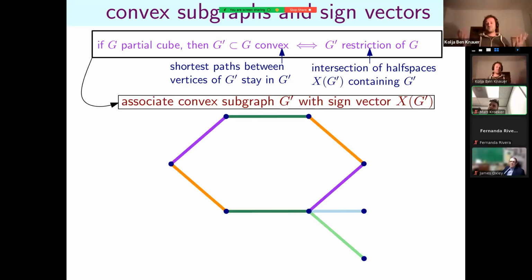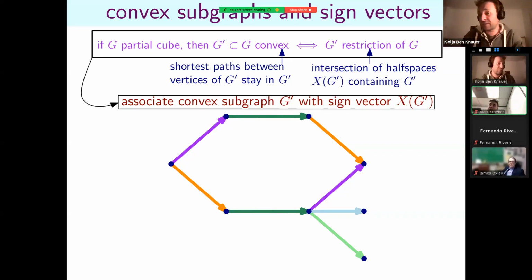So here's my partial cube, and now we have here the half spaces. I mean the theta classes, and every theta class cuts my graph into two sides. And I can say, well, I orient these theta classes. Say I point into the positive side with these arcs.